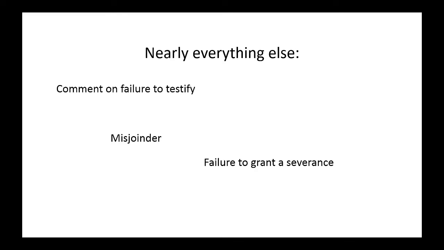But for nearly every other kind of error that can occur in a trial court, there's a separate question between whether there was an error and what the remedy ought to be. If there was misjoinder, was there misjoinder, and if so, what should an appeals court do about it? If the trial court failed to grant a severance, was that an error? What should the appeals court do about it? If the prosecutor commented on the defendant's failure to testify, same thing. A violation of Rule 11 in taking a guilty plea.